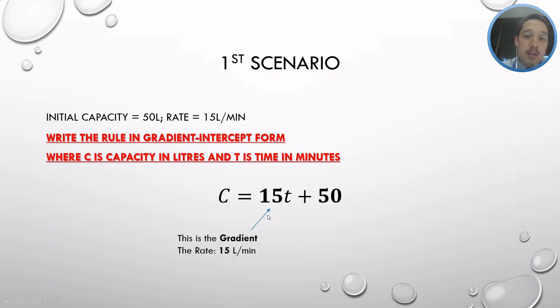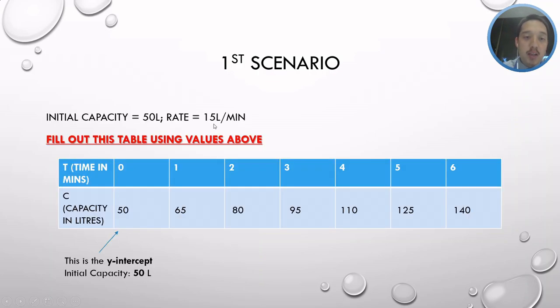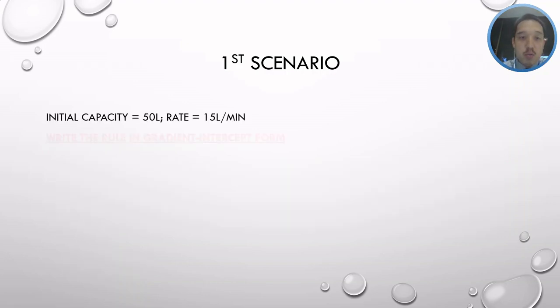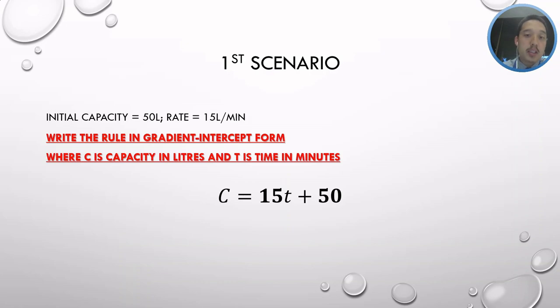Here we have the gradient. The gradient, if you have not already noticed, is just the rate. And we know this because if you look at the table here, that's the pattern being followed. 15 liters, 15 liters, 15 liters, 15 liters. That's the pattern. It's going up by 15 every time. That is why that becomes the gradient, because that's how much it goes up by every time.